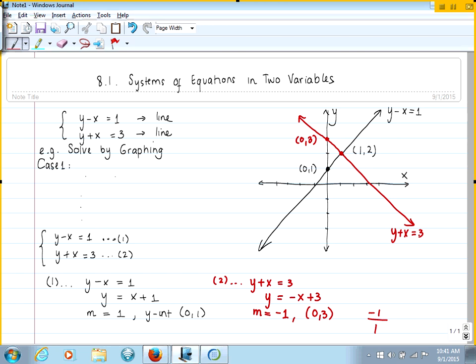So do the same thing, draw the line, and label this. Y plus x is equal to 3. Okay, now I'm done. I just need to write down the solution. What's the solution? Solution to the system.